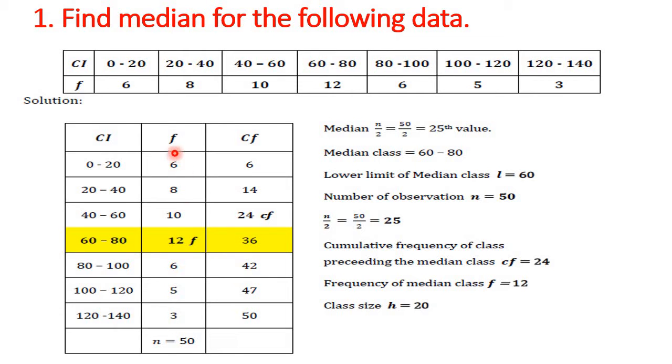Now let us add all these frequencies, then you will get n. N is the sum of the frequencies. So add all these frequencies, you will get n.